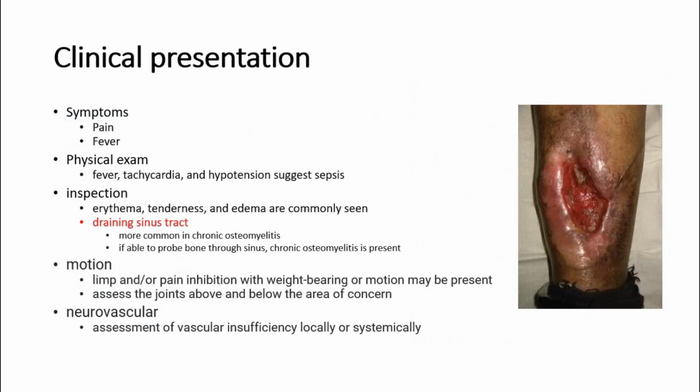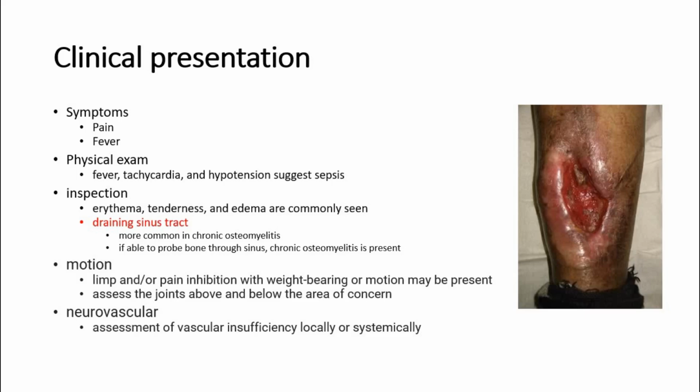Patients typically present with pain and fever. For vital signs, fever, tachycardia, and hypotension suggest sepsis. On inspection, erythema, tenderness, and edema are commonly seen. Draining sinus tract is more common in chronic osteomyelitis. And if able to probe bone through the sinus, chronic osteomyelitis is present.